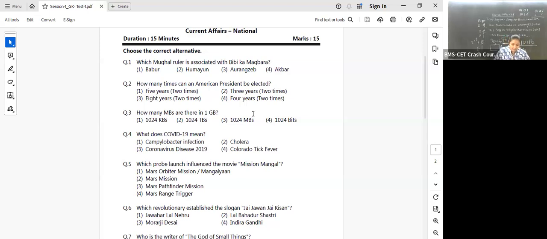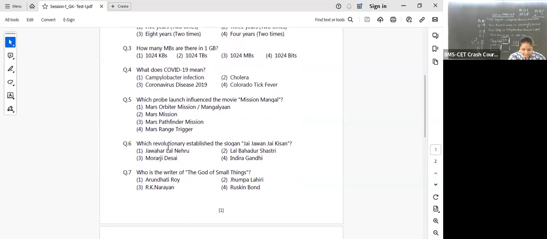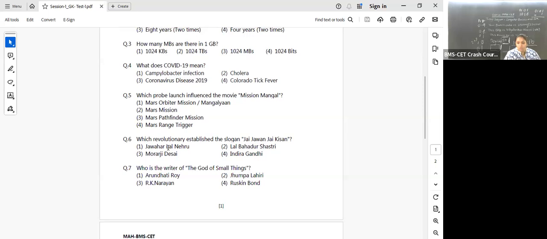Okay. Right. Who is the writer of The God of Small Things? Just a minute. What is the question? What is the answer of question number 4? It's COVID-19 coronavirus. Option 3. Okay, who is the writer of The God of Small Things? We just discussed in the Arundhati worksheet. Arundhati Roy. Yes, Arundhati Roy. Next one.